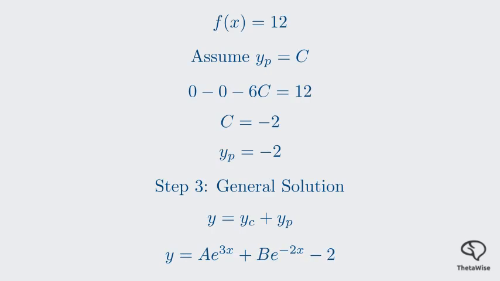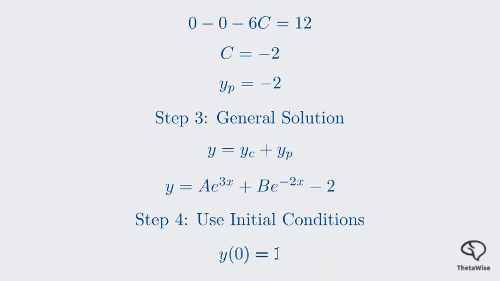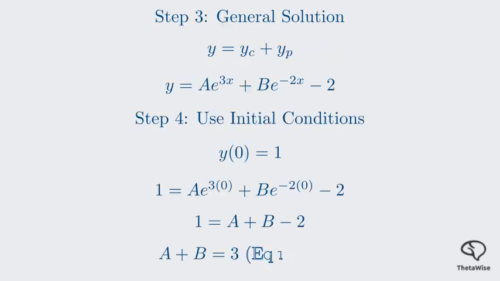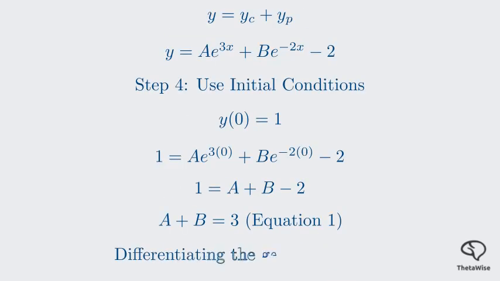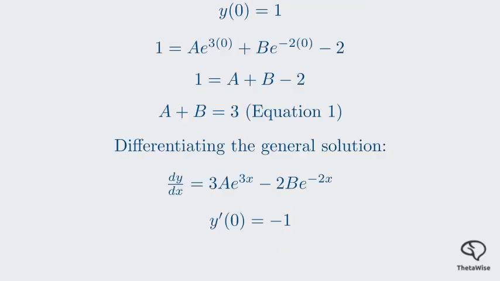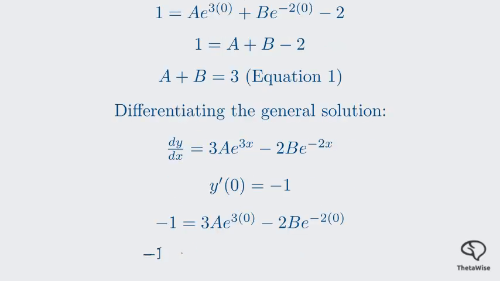Now for the new part, using the initial conditions. This is step 6 from our procedure. The first condition is y of 0 equals 1. We plug x equals 0 and y equals 1 into our general solution. This gives us our first equation for a and b, a plus b equals 3. For the second condition, we first need to differentiate our general solution to find dy/dx. Now, we use the condition dy/dx at 0 equals negative 1. Substituting gives negative 1 equals 3a minus 2b.